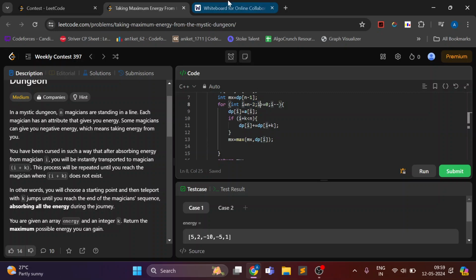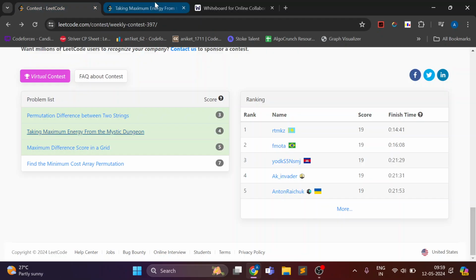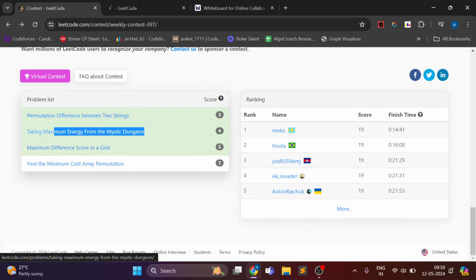I'm iterating from n minus 2 to 0, first making dp of I equal to a of I, and if I plus k is less than n, I will just add dp of I plus k to dp of I and take the max of dp of I, and finally return mx. So this was the second question. Let's move to the third. I don't think we need to spend more time on the second question because it is a standard DP problem.